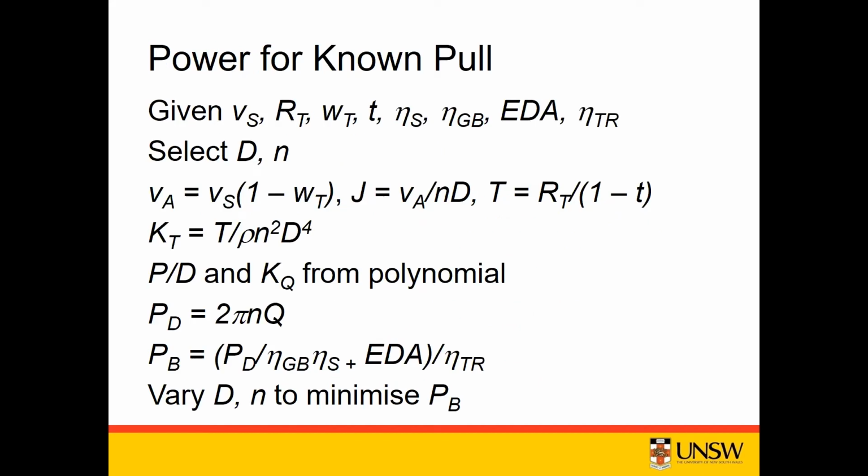So looking ahead, if we know the power, well, we want the power for a known pull, that means that we know the total resistance and we have all those other things there in the top line. We select a particular diameter and a speed of rotation. We can calculate all those other things down there. And then what we do is vary the diameter to minimize the total brake power required.